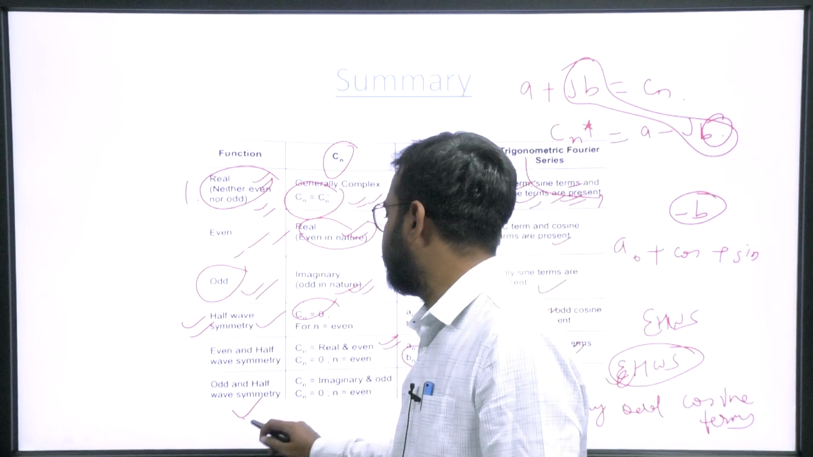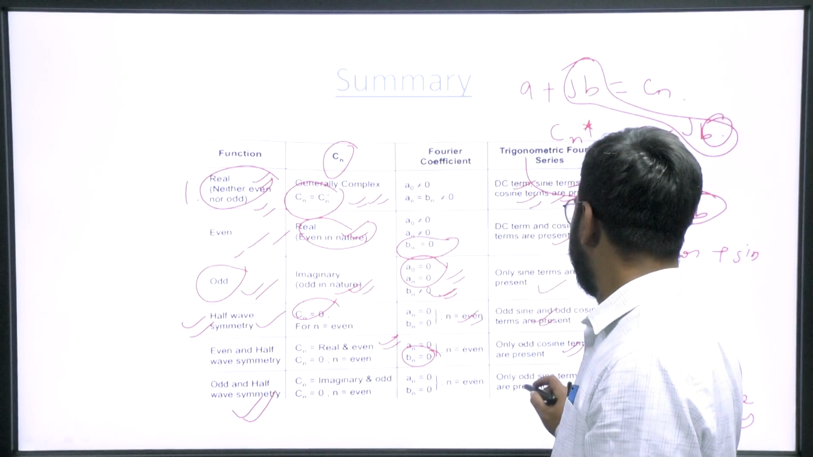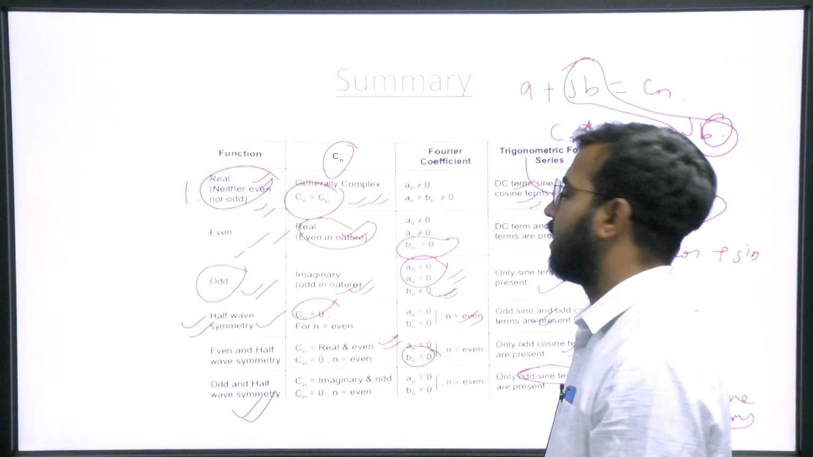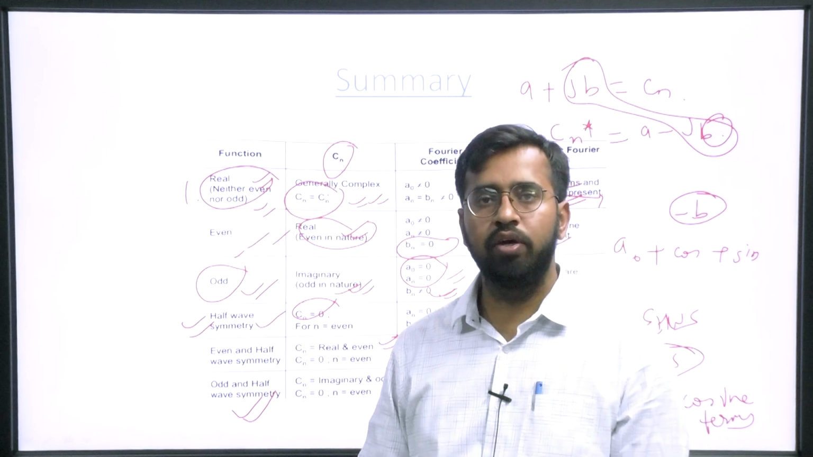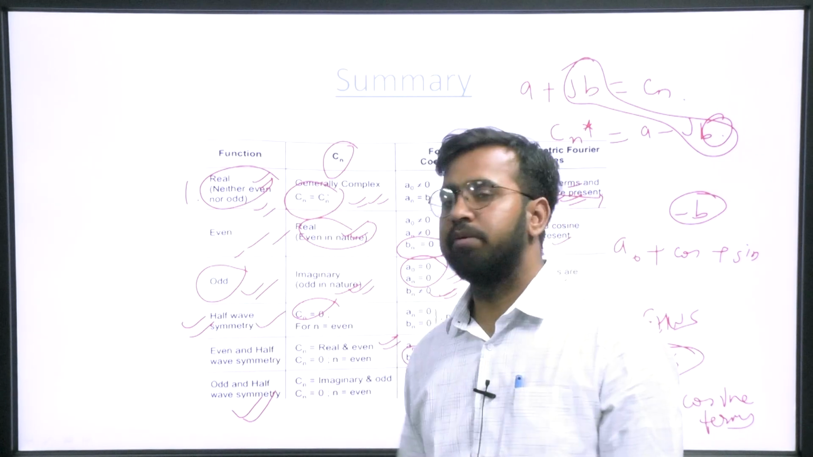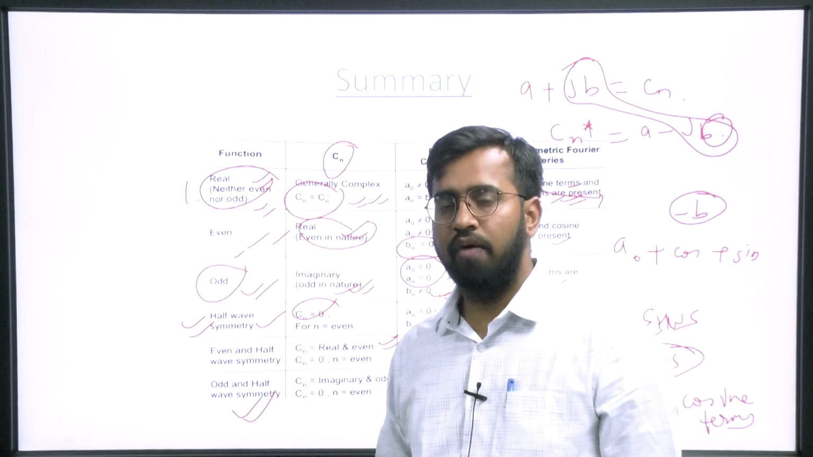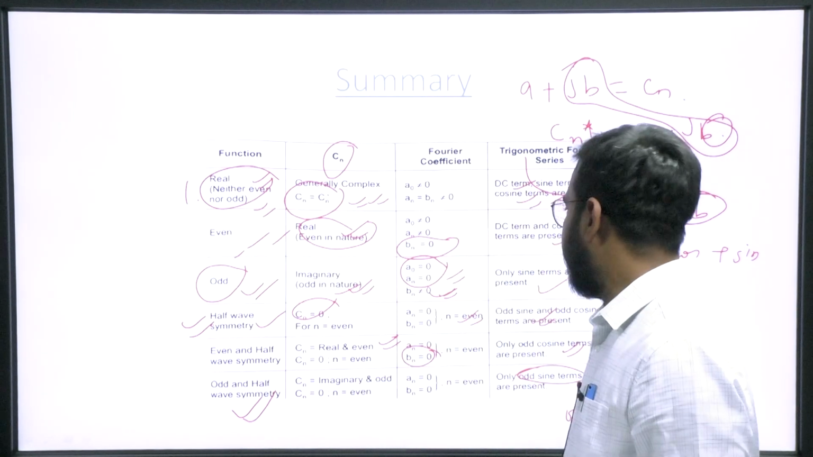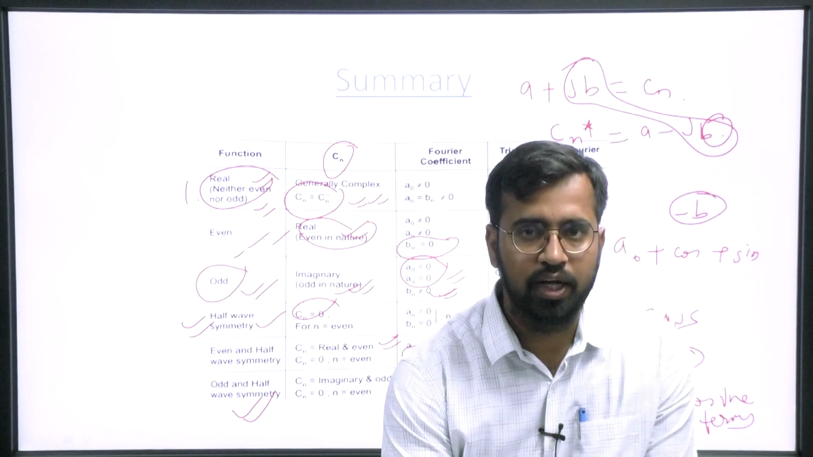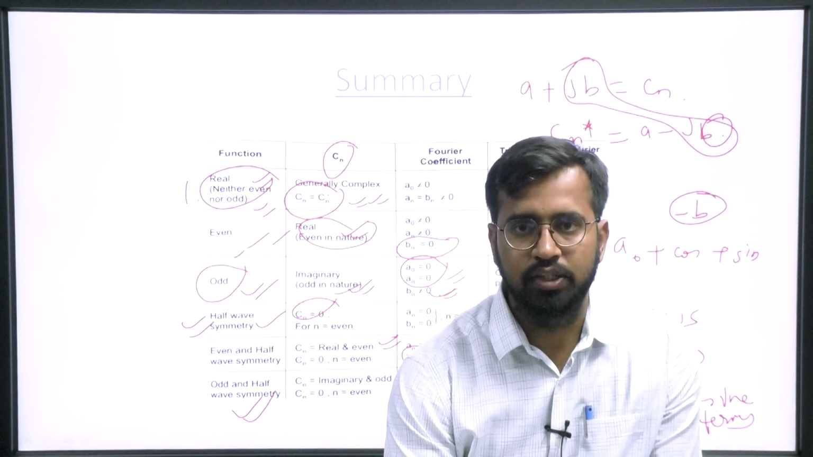Again, we have odd half wave symmetry. What will happen in odd half wave symmetry? Instead of odd cosine terms, it will have only odd sine terms. In even half wave symmetry, it will have only odd cosine terms, and in odd half wave symmetry, it will contain only odd sine terms.